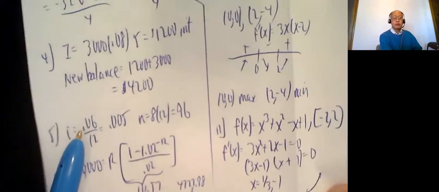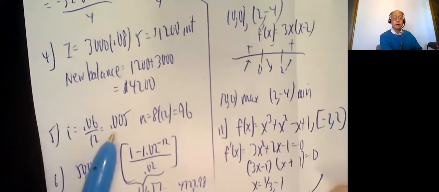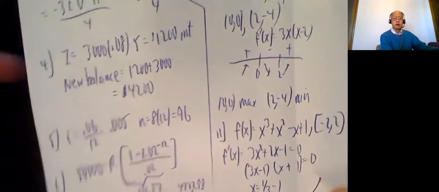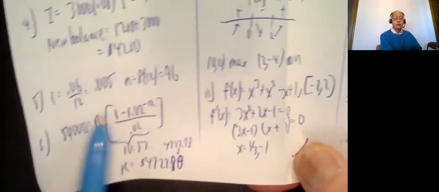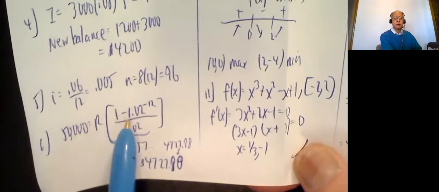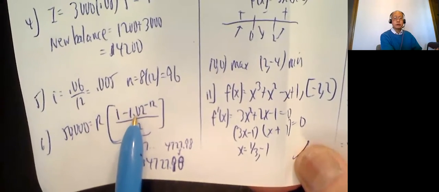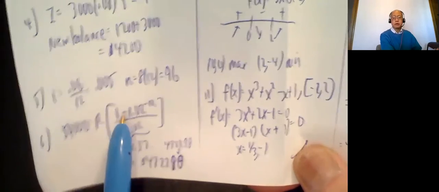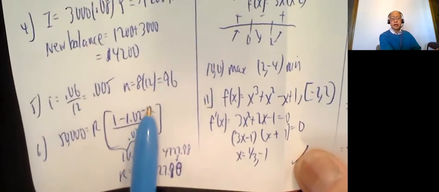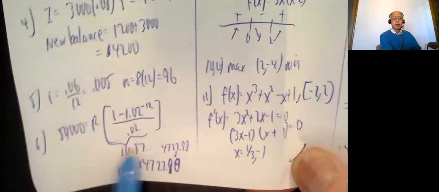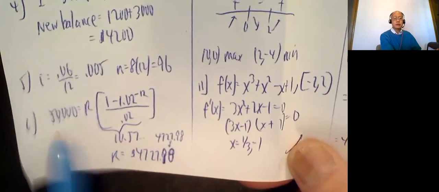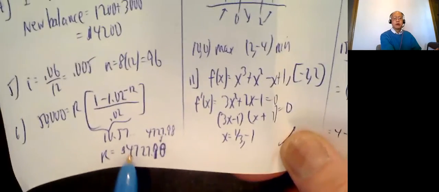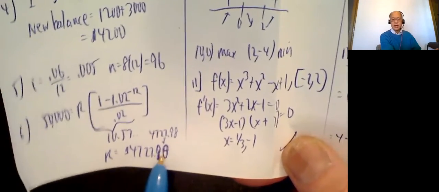Number 5, i is 0.06 divided by 12, which is 0.005. N is 8 times 12, or 96. Number 6, 50,000 equals R times 1 minus 1 plus i, 0.02, 0.04 divided by 2, 4% semi-annually, raised to the negative 12, divided by 0.02. This stuff is 10.57. So R is 50,000 divided by 10.57, 4727.98.